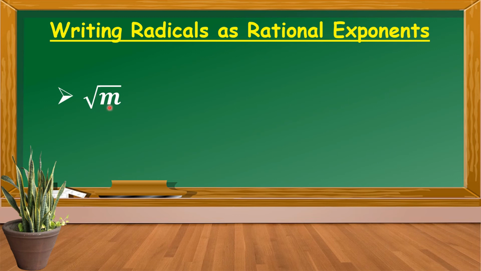Square root of m. Our radicand is m. Our index, hindi siya sinulat, it means the index is 2. And our exponent is 1, hindi sinulat. So, what is the rational exponential form of these radicals? That would be m raised to the power of 1/2. So, it is easy to write this into rational exponential form.